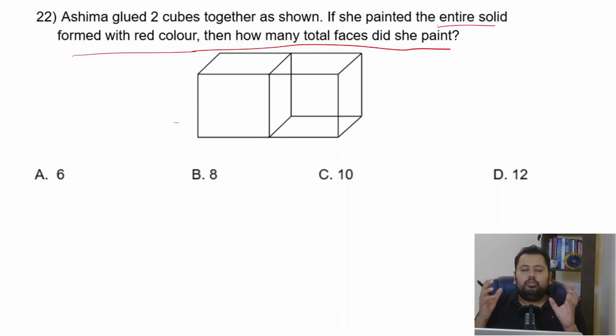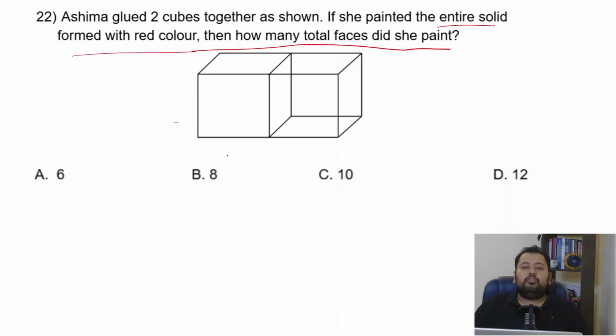So when two cubes are glued, what will it form? And then how many faces does it have? Pause the video, solve it, and then look at the solution. Great. So when two cubes are glued, what does it form? It forms a cuboid, right? And a cuboid has how many faces? It has six faces, right?